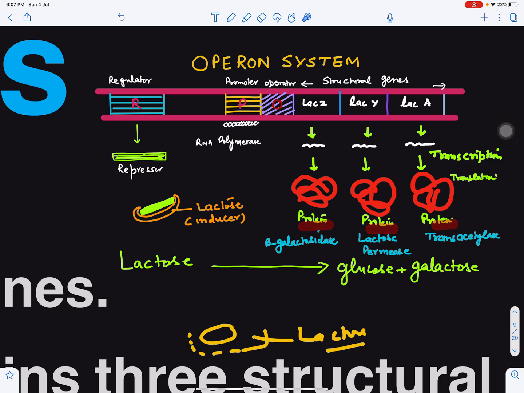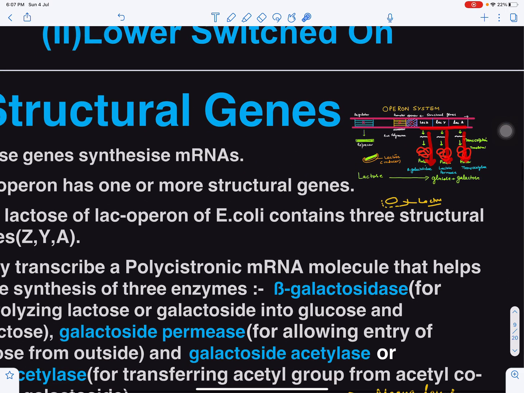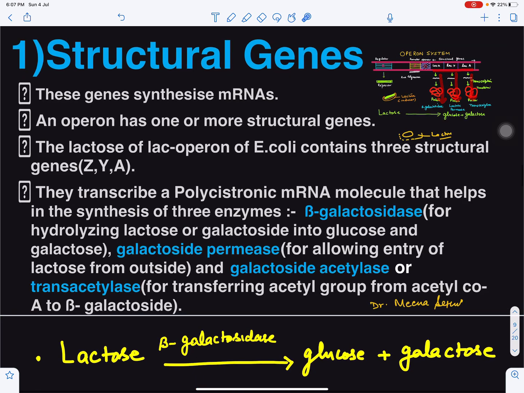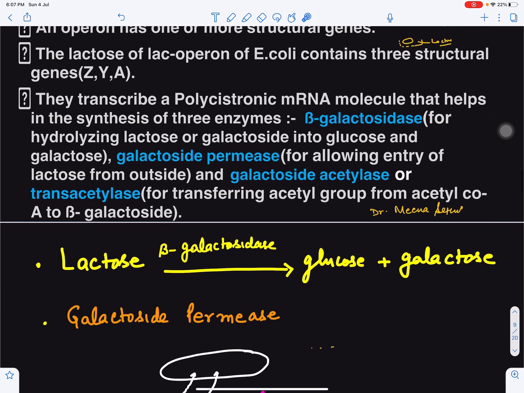3 kinds of proteins will be produced. One is beta-galactosidase, second is lactose permease, and third is trans-acetylase. These are enzymes. I will study their role in the next slide. Lactose is converted to glucose and galactose in the presence of beta-galactosidase. So these structural genes help in the formation of these 3 proteins. This is the function of the structural genes, which undergo transcription, translation, and form the proteins like we discussed. So what is the function of these 3 proteins?